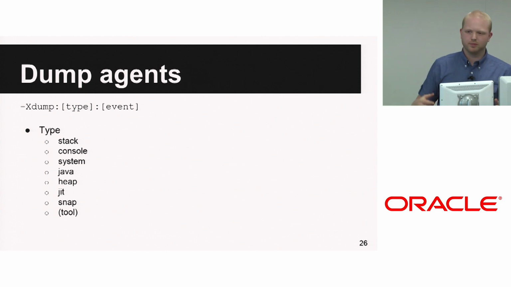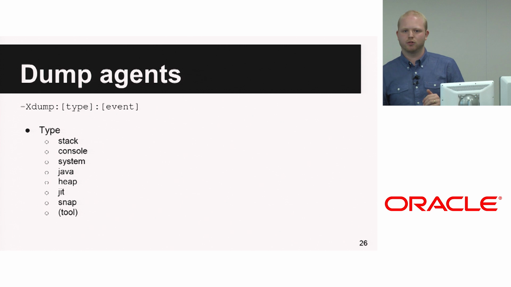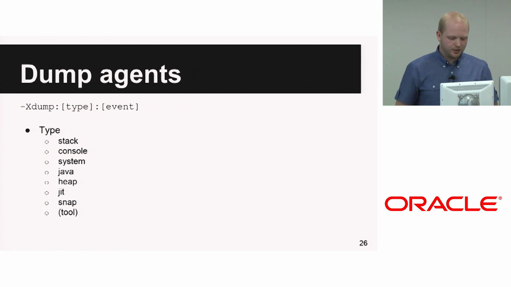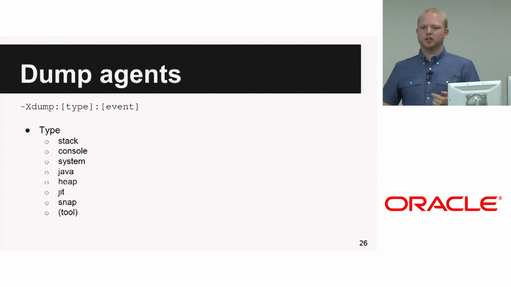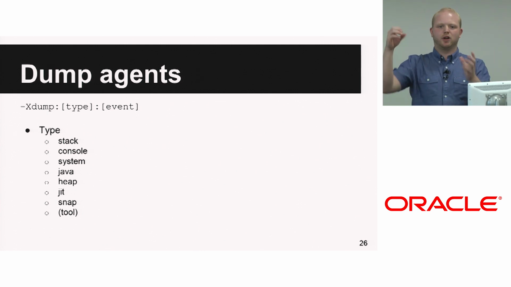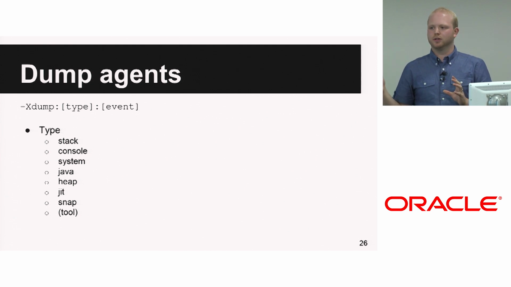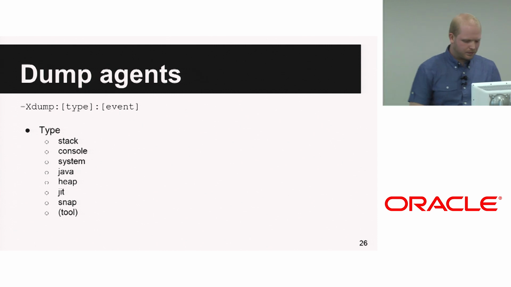Stack and console are just output directly to your console, very limited, some basic information about the thread states. System, Java, and heap are the ones I already mentioned on the previous slide. And JIT is diagnostic data for the JIT. And snap is those trace buffers I talked about. It's basically a snapshot of the history buffer, the trace buffer, so that you can see what the history was at this point in time.